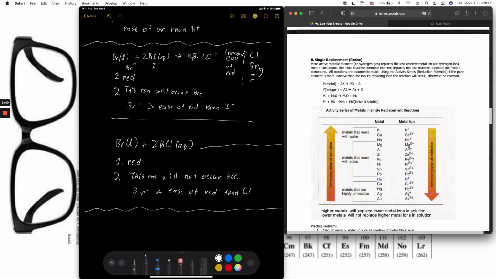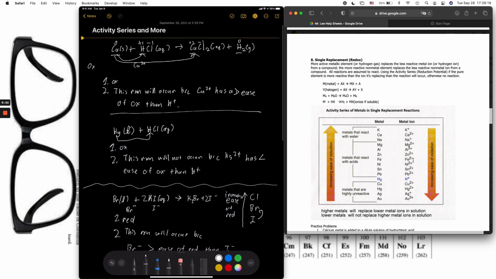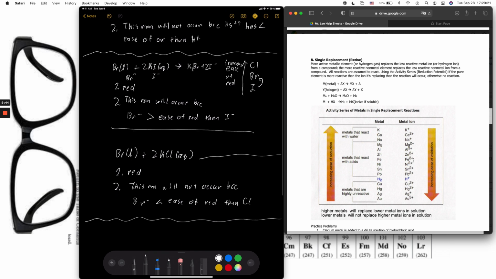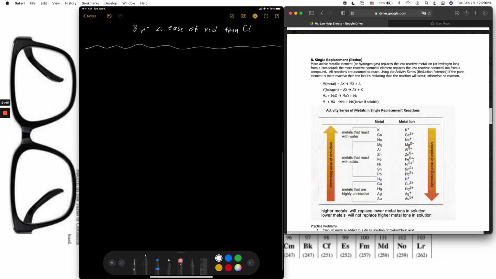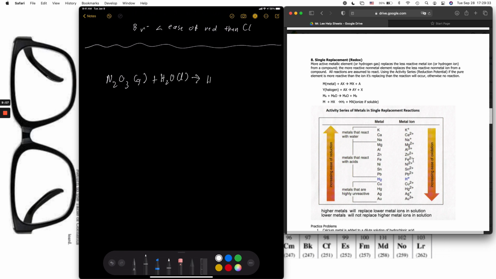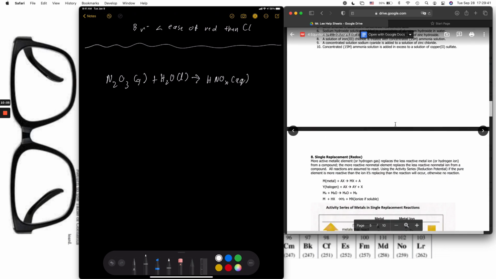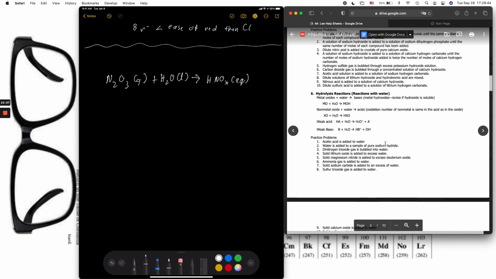Now that we have that, we have finished all of our activity series questions. But there's one more part, the end more. So stay with me for a little bit longer, and we're going to do one last question. N2O3 gas plus H2O liquid yields HNOx aqueous? This question is actually given by our hydrolysis reaction, which is right over here.